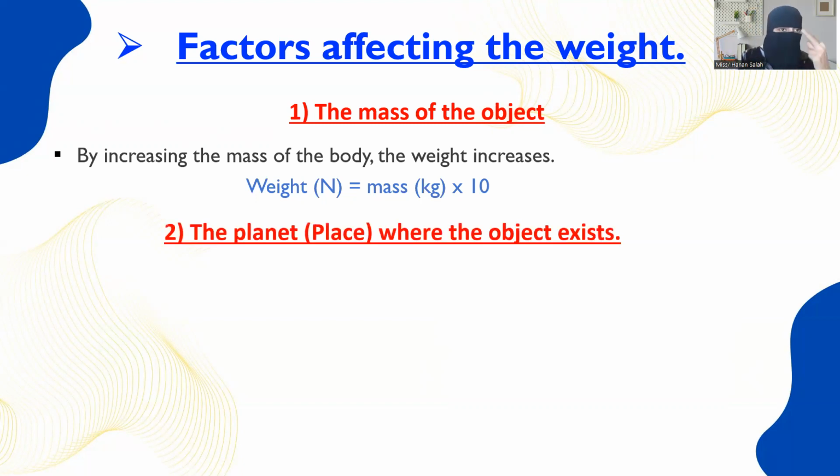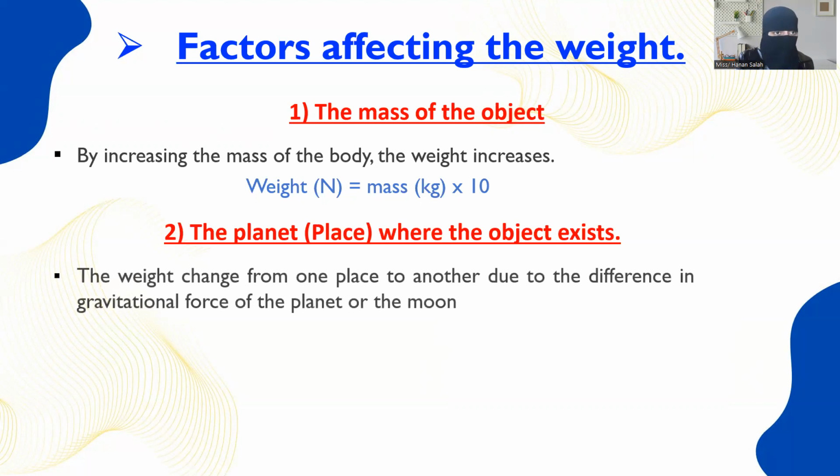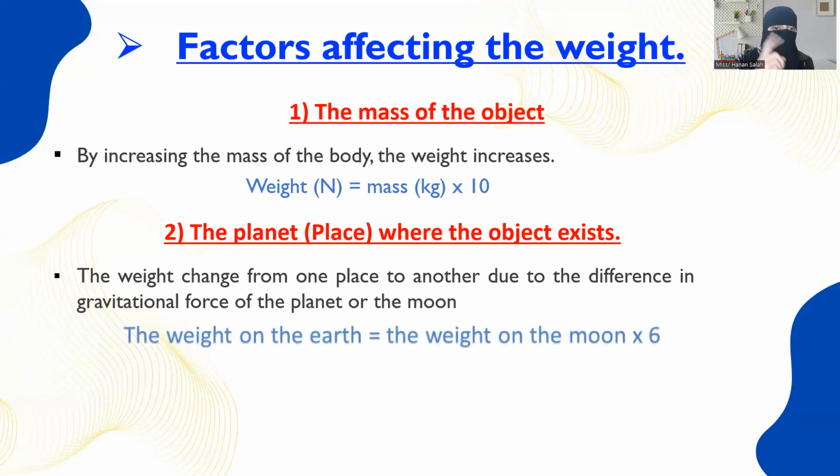So what about the second factor? The planet or the place where the object exists. Here we have Earth or Moon. So is the weight of the object on each one of them the same? Of course, no. The weight changes from one place to another. And that's related to the gravitational force. So on the Earth it will be more than on the Moon because the gravity of the Earth equals 6 times that of the Moon. So the weight on the Earth equals what? The weight on the Moon multiplied by 6.